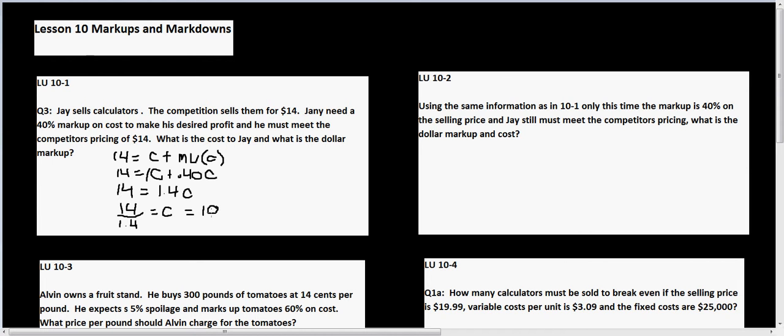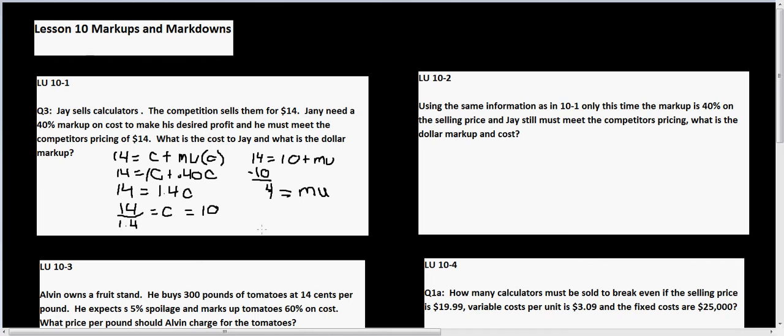All right. Now, let's check this out. If we go back into our formula, we can say that 14 equals a cost of $10 plus the markup, or the profit. In order to figure out what this markup or profit is, all we have to do is subtract the 10 from both sides of the equation. So 14 minus 10 is going to equal $4 of markup or profit.